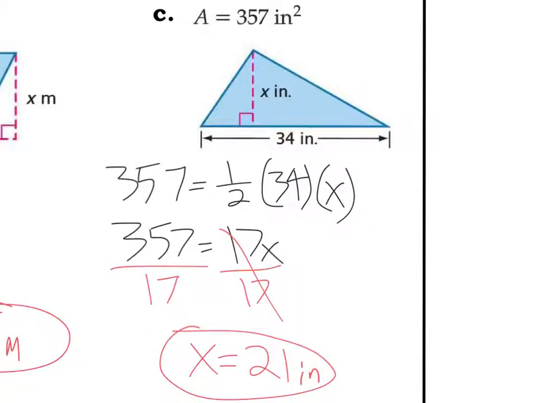Part C, I'm giving you the area of a triangle now. It's 357 square inches. You can see here I have a base of 34 inches and then I have an unknown height. So I'm going to set it up as 1/2 times base times height. So 1/2 times 34 times x. All I did was multiply 1/2 times 34. That's 17. So I get 17 times x equals 357. Now divide out the 17 and I get x equals 21 inches.